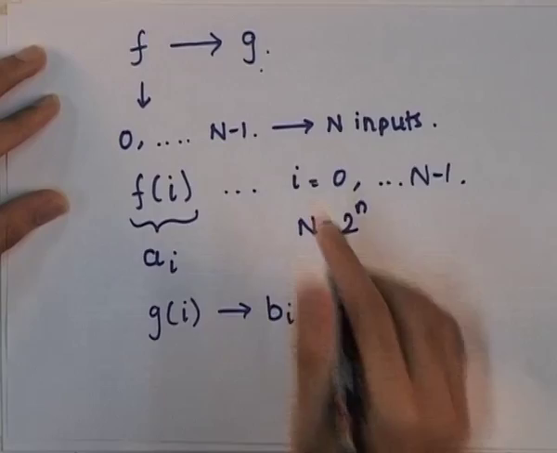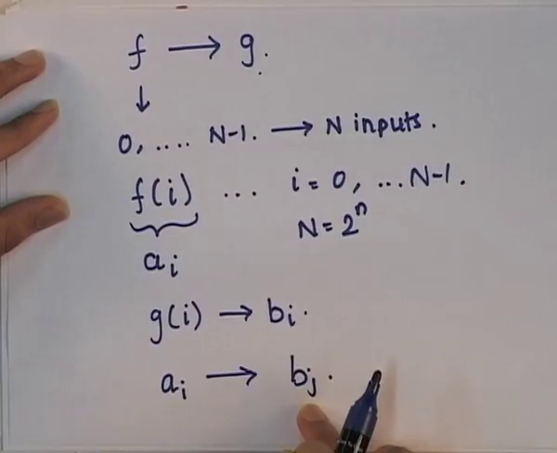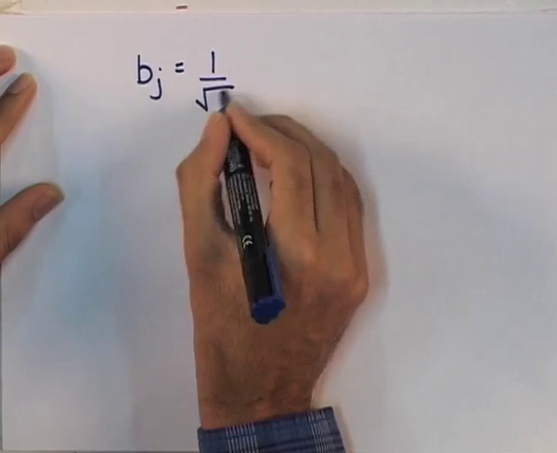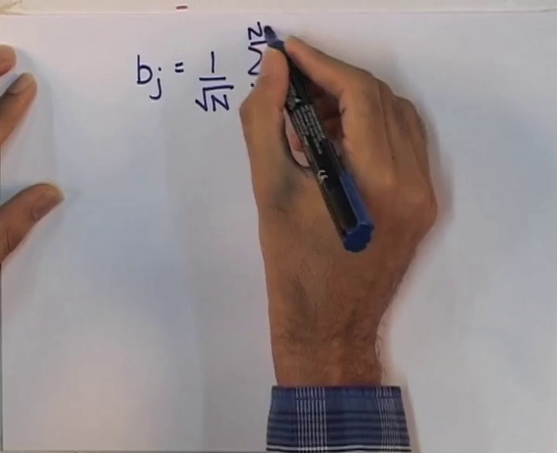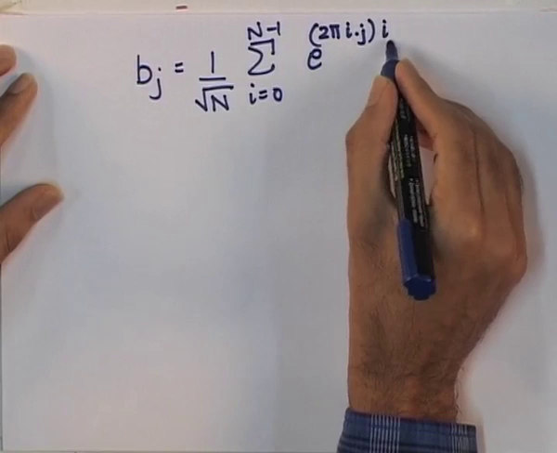So we have a transform which converts all a_i's into some b_j's, where i can take the values 0 to n minus 1 and j can take the values 0 to n minus 1. So this is what a discrete Fourier transform is supposed to do. Now how do you get b_j's when you have been given a_i's? The formula which defines the discrete Fourier transform is b_j is equal to 1 upon root N times the summation of i going from 0 to N minus 1 of e raised to 2 pi i times j times i upon N times a_i, where i denotes the imaginary unit.